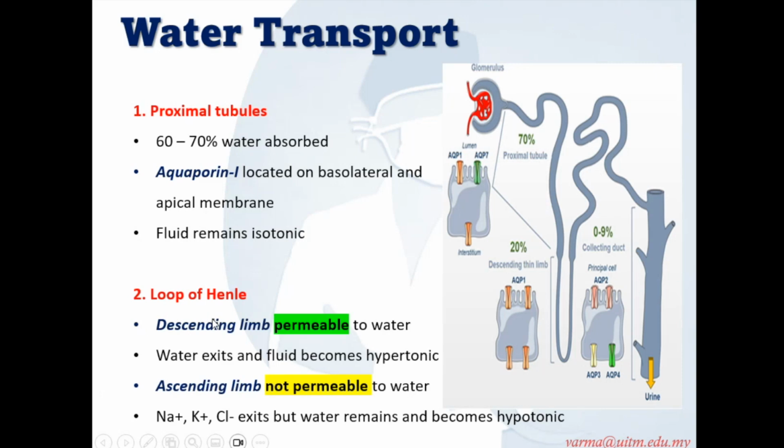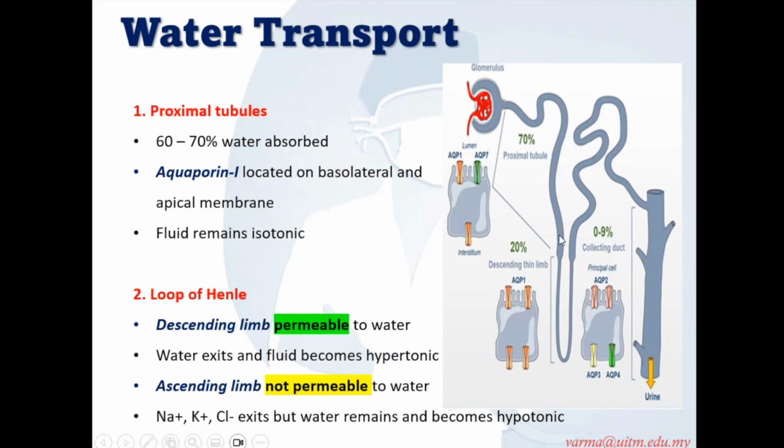Whereas in the loop of Henle, the descending limb, the one that goes down, the thin descending limb, is permeable to water. So more water gets reabsorbed. The tubular fluid becomes hypertonic, more concentrated, because the water is being reabsorbed. So the medulla becomes hypertonic here. Whereas the ascending limb is not permeable to water, but the solutes can be reabsorbed. Water remains and the fluid becomes hypotonic.